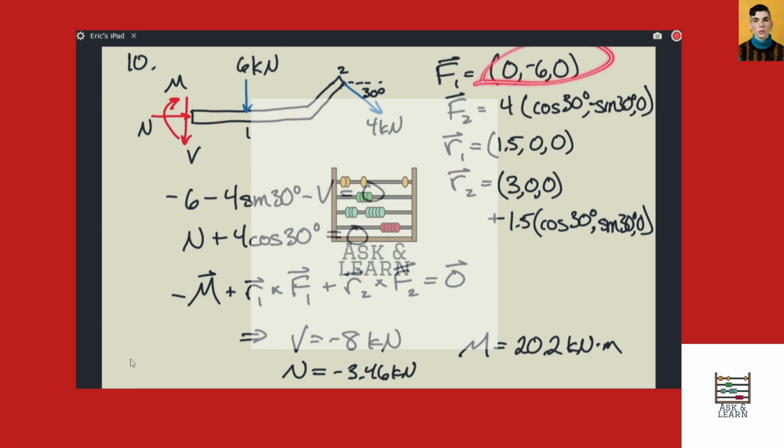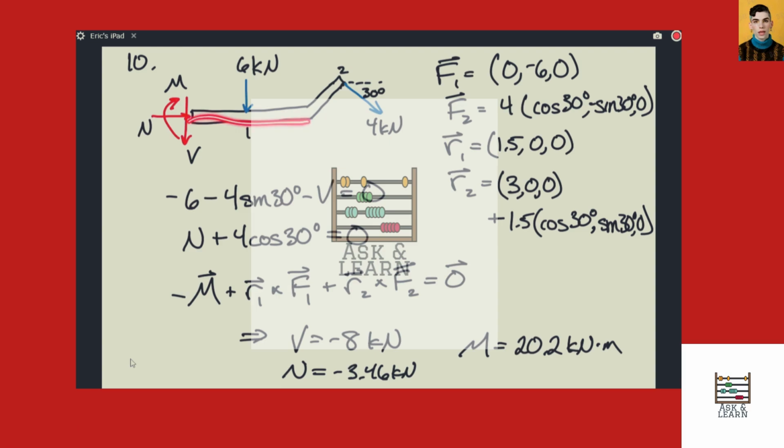So that has a negative 6 kilonewtons in the horizontal and the vertical direction. F2 is this 4 kilonewton load, and so it has a magnitude of 4 kilonewtons and a direction of cosine of 30 degrees in the x and minus sine of 30 degrees in the y. The position of this is 1.5 meters from the cantilevered end.